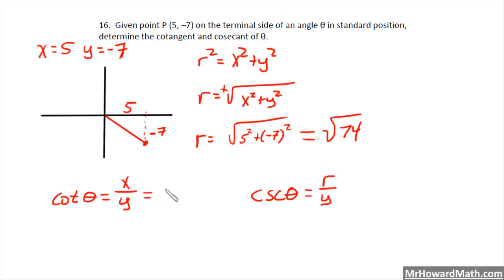So we just fill that out. So that would be 5 over negative 7. And cosecant theta, r is equal to the square root of 74, y is negative 7. So there's our two answers, negative 5/7 and negative square root of 74 all over 7. So that's it for 16.